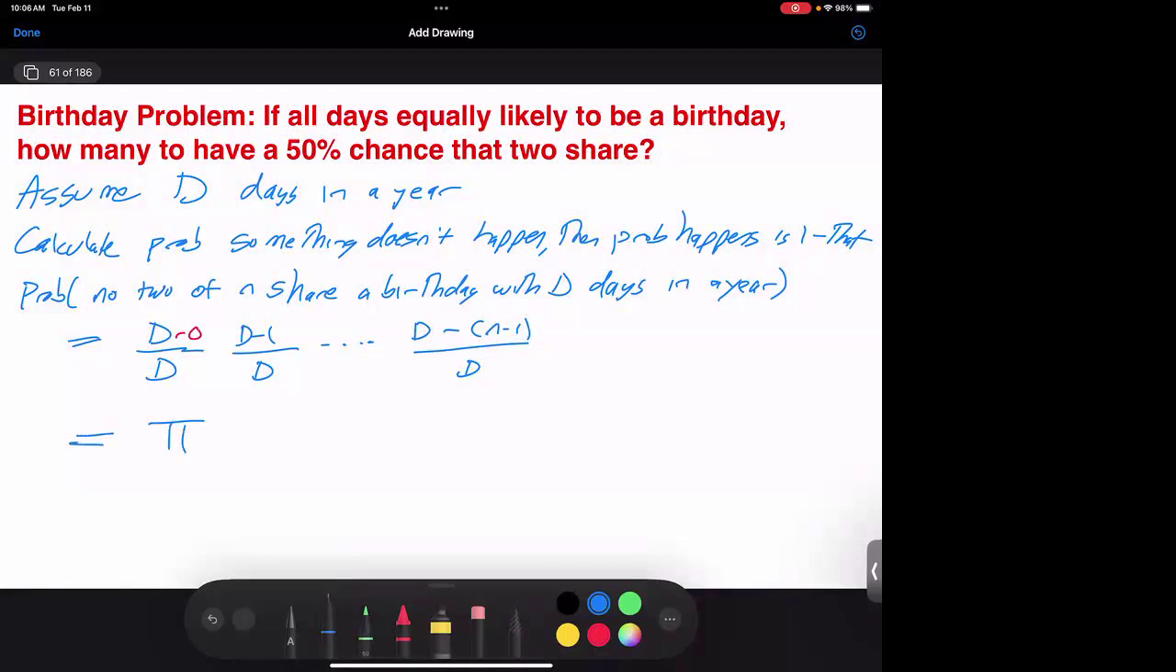Product notation is very similar to sum notation. So it's going to be the product k goes from 0 to n minus 1 of d minus k over d. And by writing it like this, it makes it a little bit clearer how I'm writing the product. Well, this is the same as the product k goes from 0 to n minus 1 of 1 minus k over d.